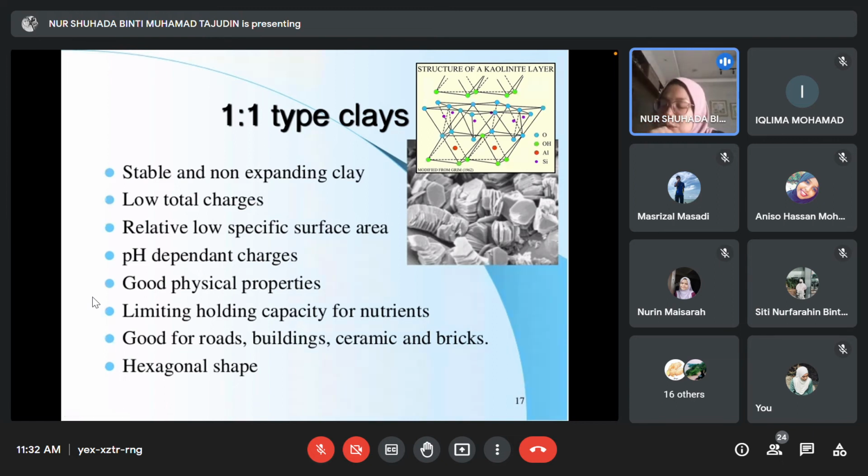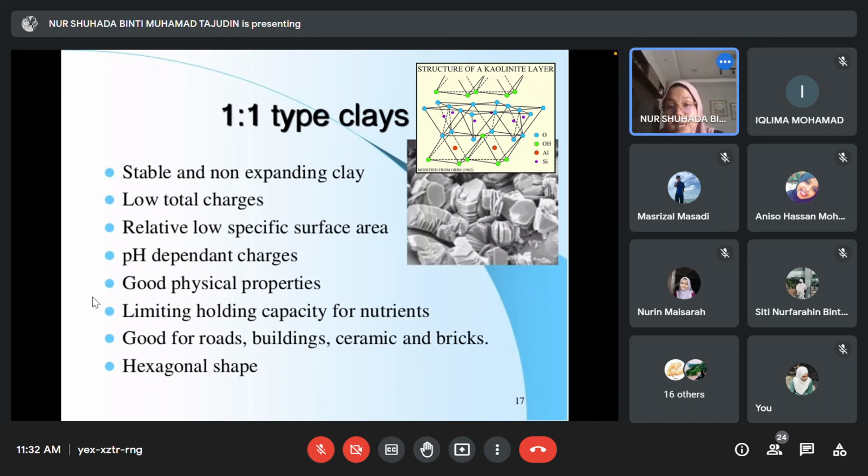What was the substitution? Isomorphous substitution. Yes, because it has hydrogen bonding, it doesn't allow any changes. So this type of clay only depends on the first factor, pH dependent charges, that can give negative. It has negative charges but very small. That's why low total charges, low specific area.